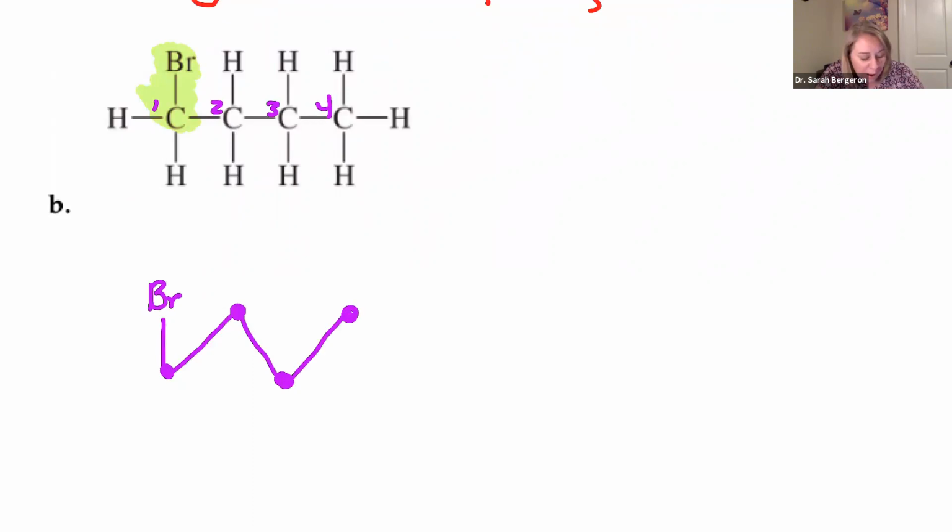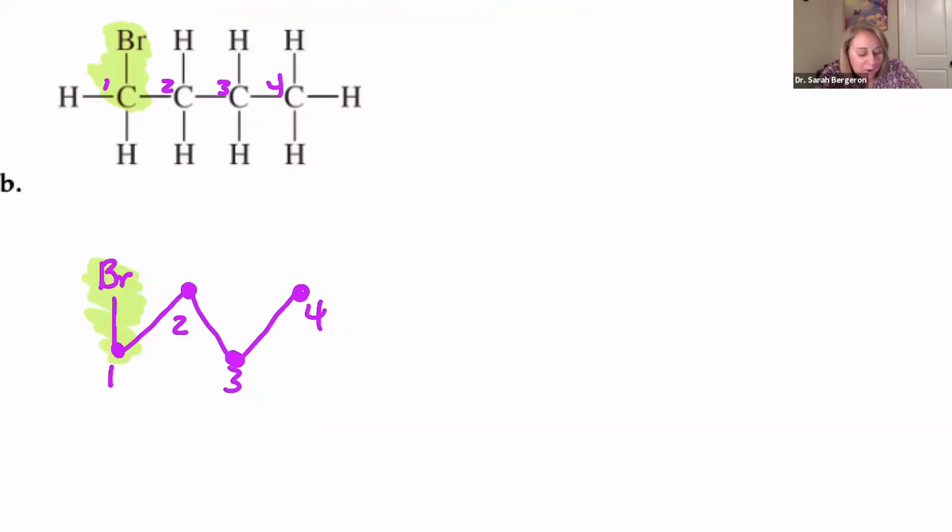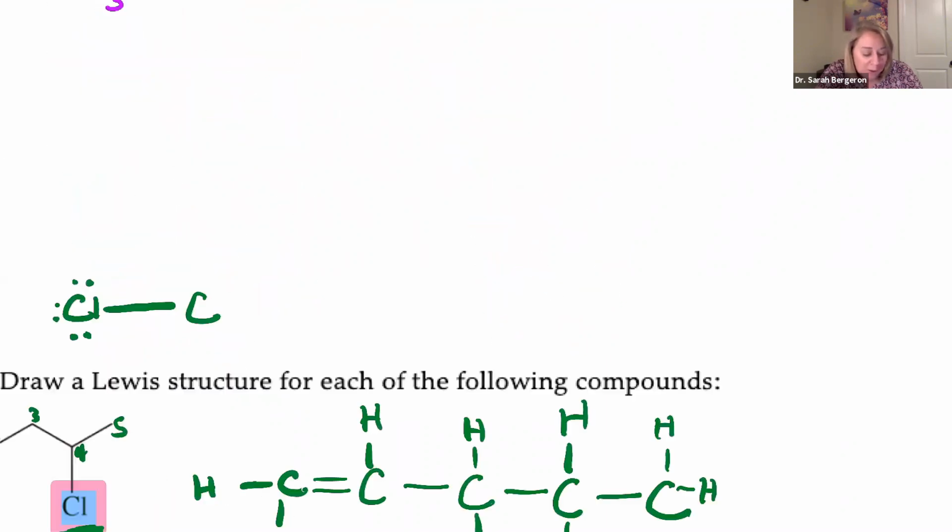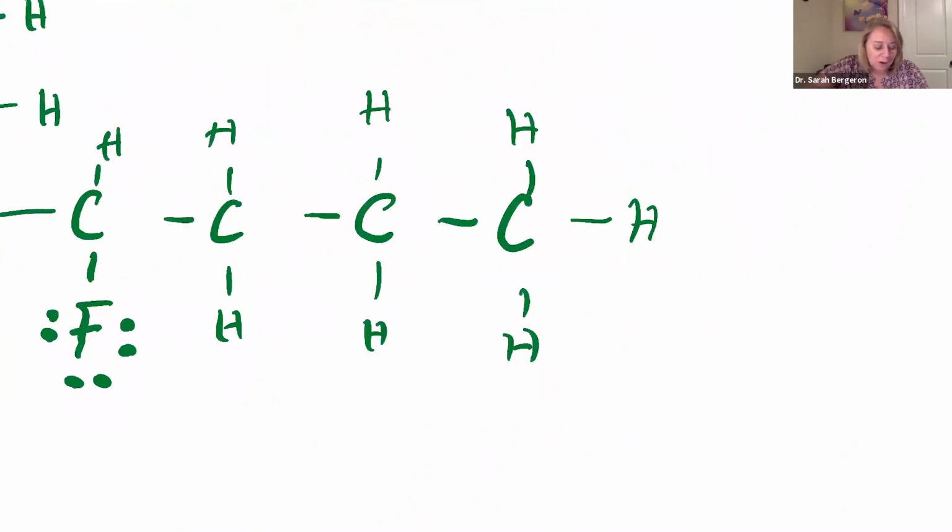And so I'm gonna go back and number them 1, 2, 3, 4, and attached to 1, I have my bromine, and that was the only other attachment that I had. So I am good. Now I want to rewrite and make sure that I have it right. 1, 2, 3, 4. And then coming off of the first one, I have a bromine. So just make sure you count your carbons. That's my biggest advice. Count your carbons.